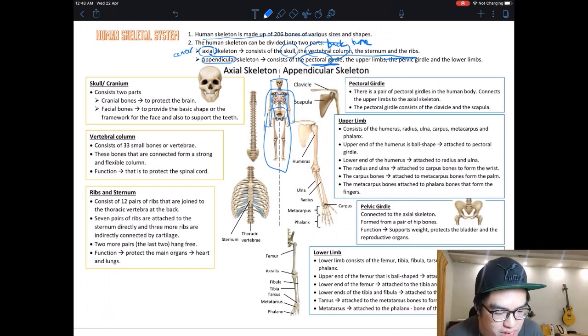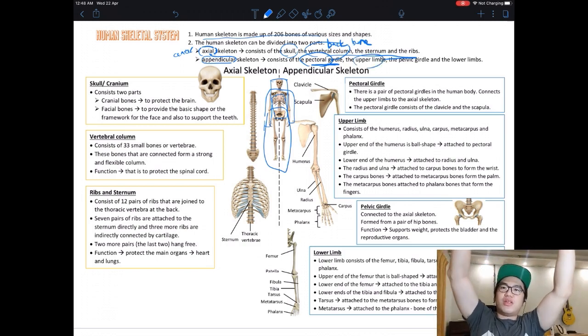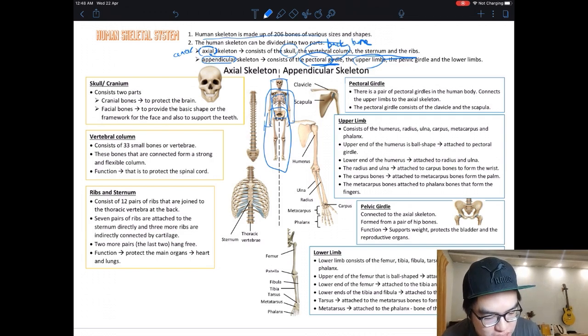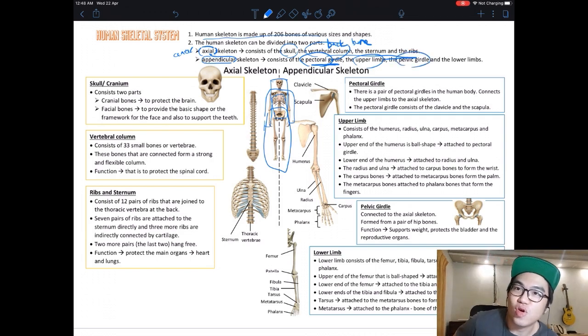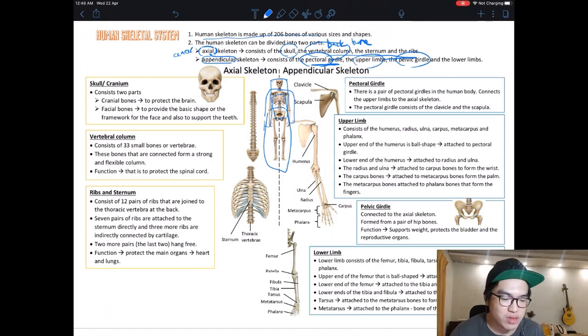And then you have your upper limb. Your arms, we call it upper limb. And then you have your pelvic girdle. Pelvic means hip, your hip, your butt. Your whole butt, that part is the pelvic girdle. And then you have your lower limbs, which is your legs. The whole legs.